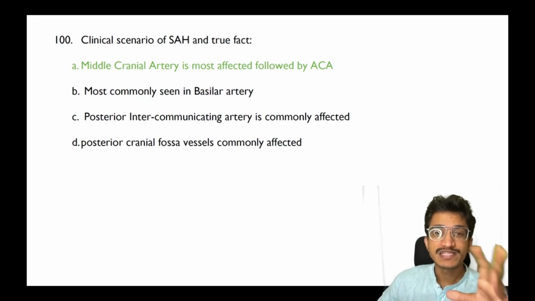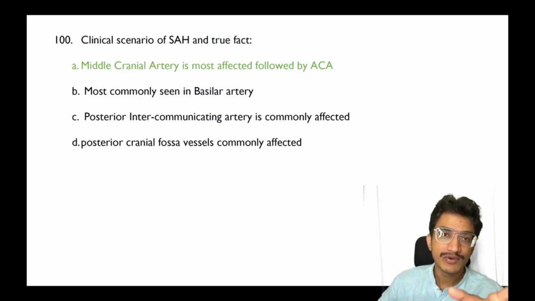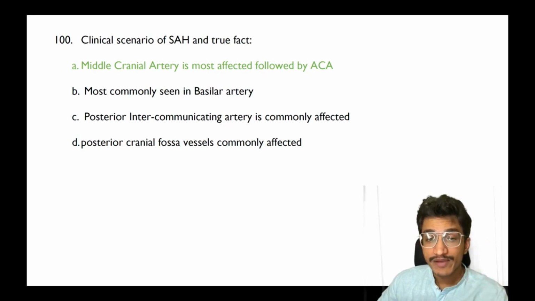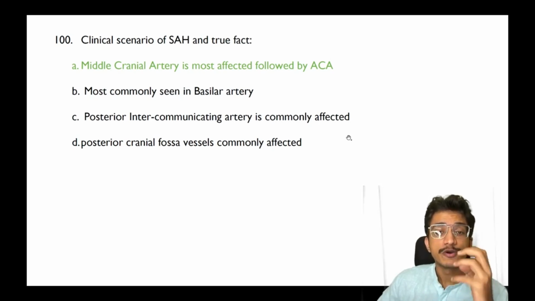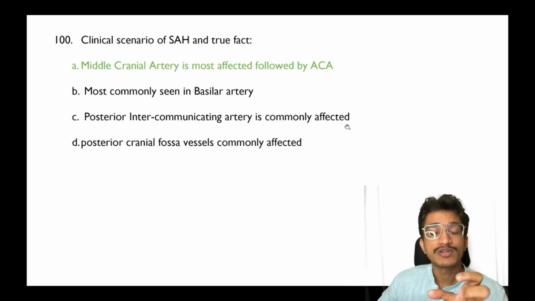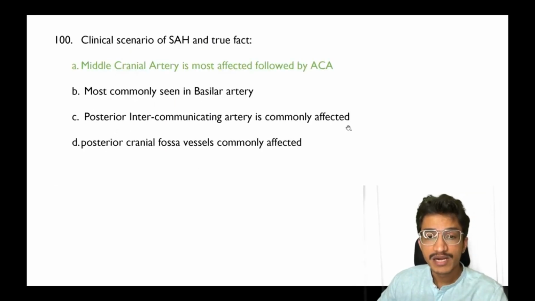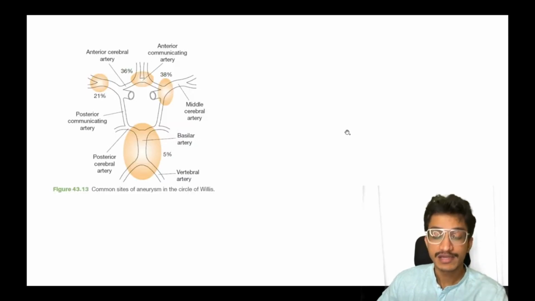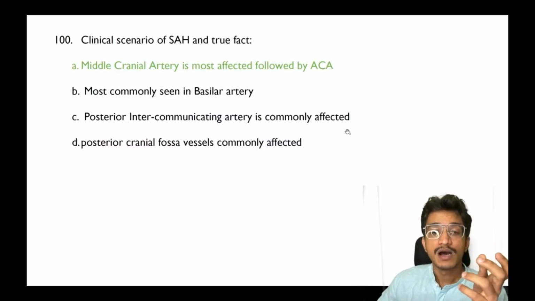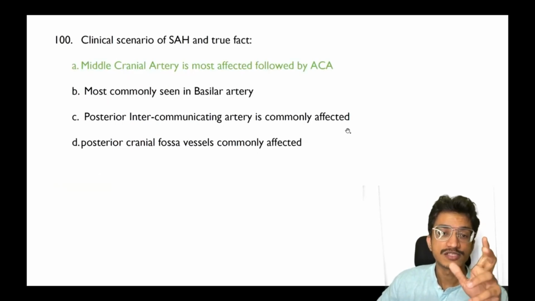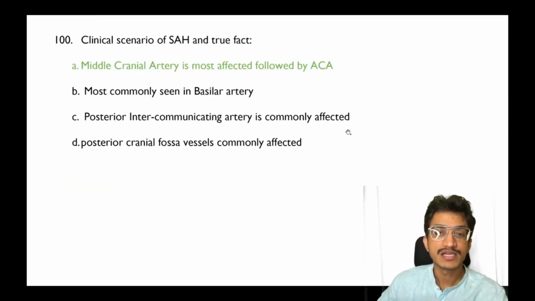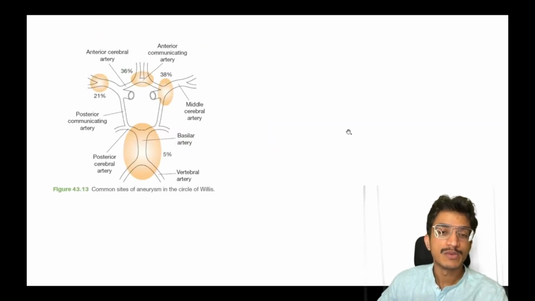Now there are 2 questions of SAH and many of you have been confusing between the 2 questions, and it is very much obvious. But what I have tried to differentiate between the 2 questions: in one, an SAH clinical scenario was given and a true fact was asked. So according to the Bailey's image which is given, the middle cerebral artery is the most affected, followed by the anterior communicating or the anterior cerebral according to the image. But as we all know, anterior communicating is most common, but according to this image given in Bailey, the answer should be middle cerebral artery is most affected, followed by anterior communicating artery.